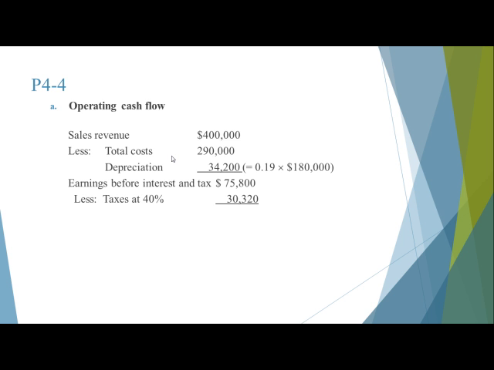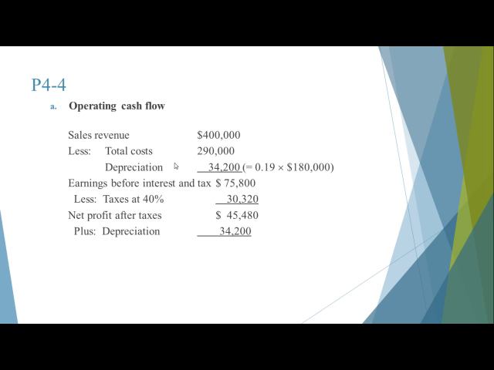Then we need to pay tax. The tax rate is given as 40%. So if you multiply 40% by 75,800, the tax liability for this firm is 30,320. So subtract tax from earnings before interest and tax. We will get net profit after tax, and this number is 45,480.